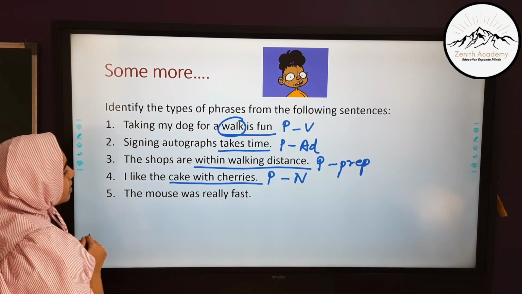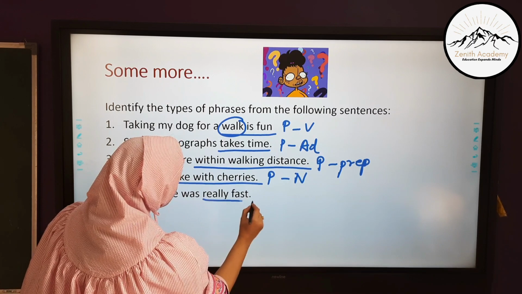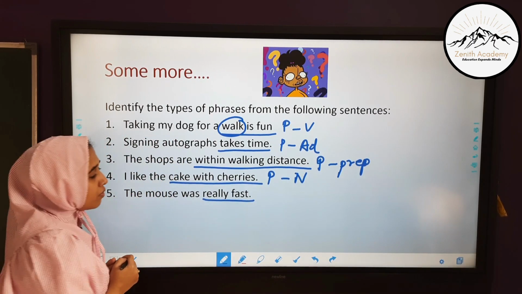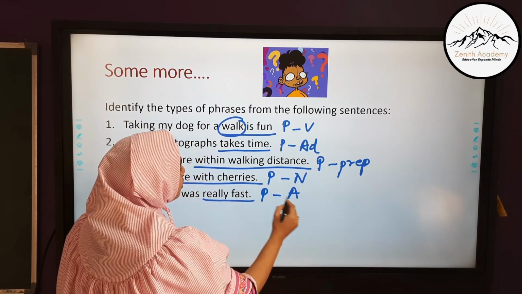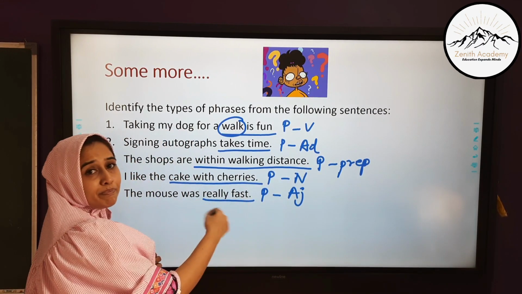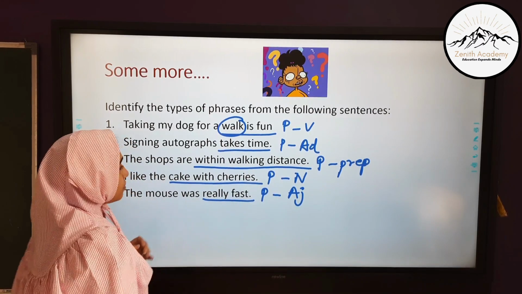The last example is, the mouse was really fast. Really fast is the phrase used over here and it is an adjective phrase showing the speed of the mouse.